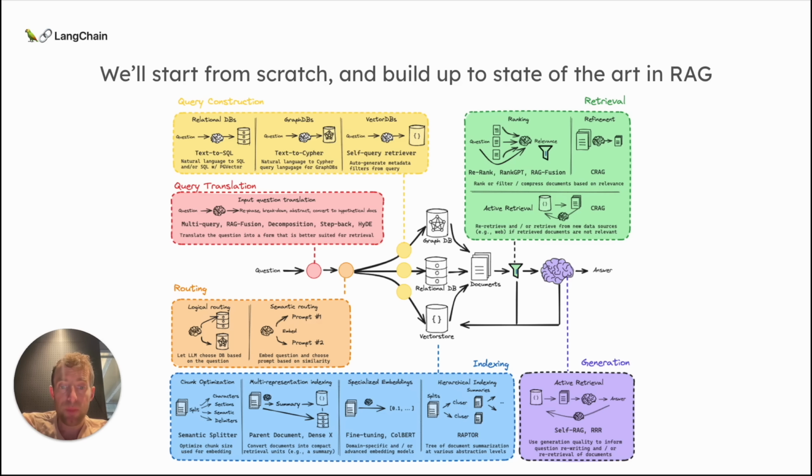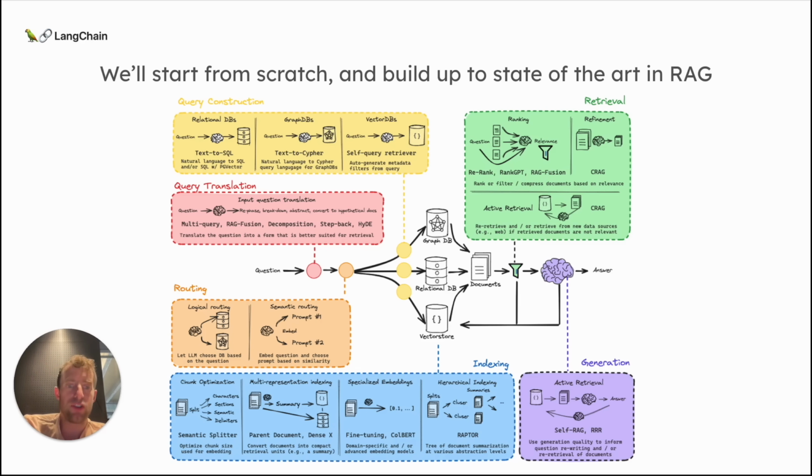Then there's indexing. That's the process of taking your documents and processing them in some way so that they can be easily retrieved. There's a bunch of techniques for that we'll talk through. We'll talk through different embedding methods. We'll talk about different indexing strategies. After retrieval, there are different techniques to re-rank or filter retrieved documents.